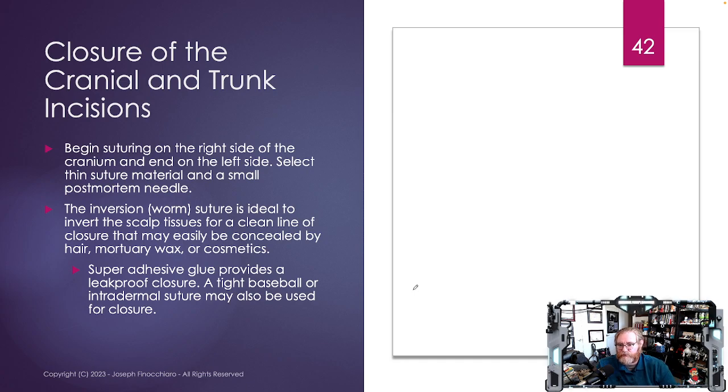The inversion suture is ideal to invert the scalp tissues for a clean line of closure that may be easily concealed by hair, mortuary wax, or cosmetics. Super adhesive glue provides a leak-proof closure. A tight baseball intradermal suture may also be used for closure. So the moral of the story is you can close the scalp using any of the accepted ways of doing it. Suture, adhesive, whatever. What this comes down to is your skill level, your preference.